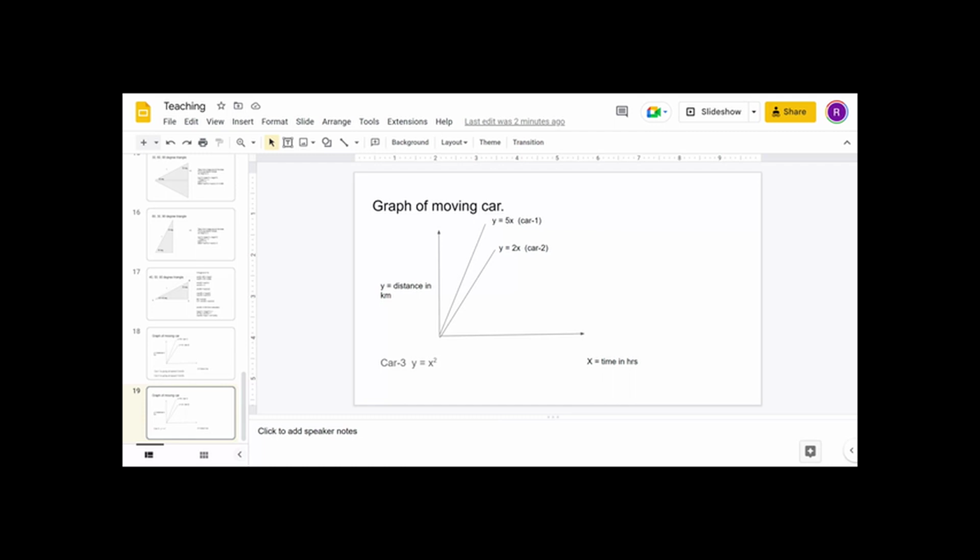So what is happening to the speed? In the first hour, it traveled 1 kilometer. Second hour, it traveled 3 kilometers. In the third hour, it has traveled 5 kilometers. So what is happening to the speed of the car?